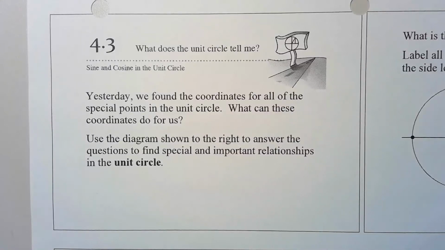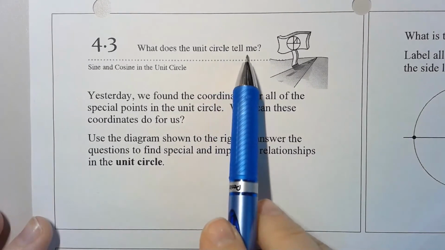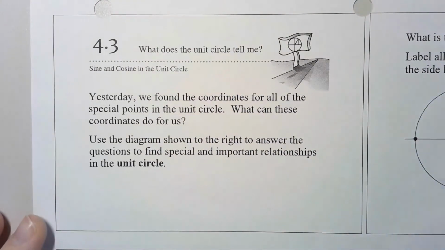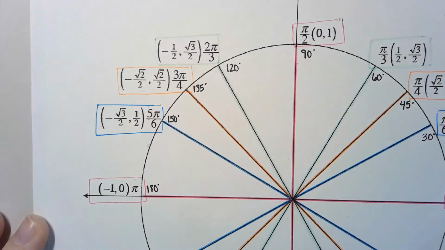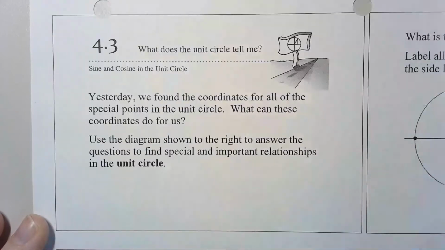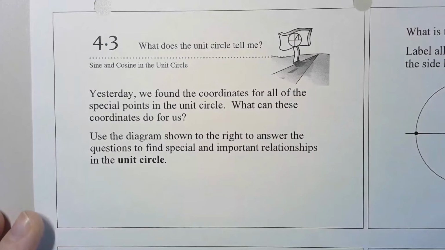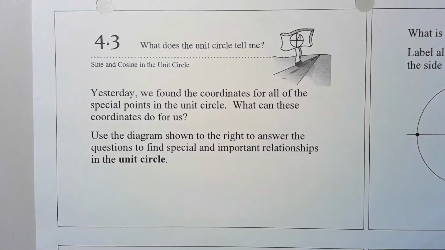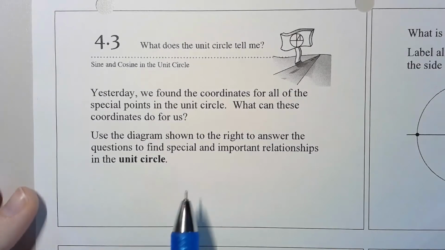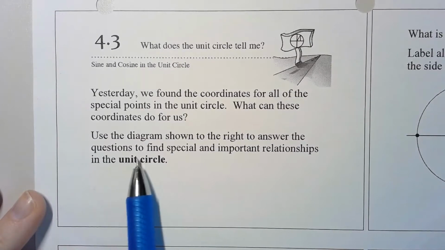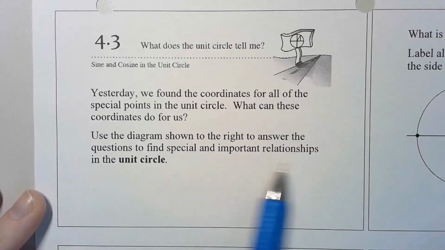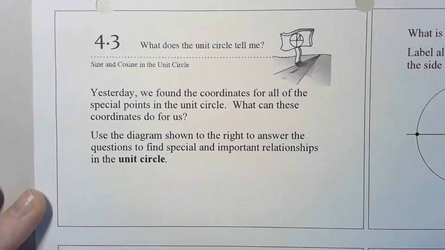All right, in this section, 4.3, we're really going to focus on what the unit circle does for us. Yesterday, we went around the unit circle, and your paper is either yellow or green, and we labeled the coordinates for all of the points. We're going to talk about what those coordinates can do for us. So we're going to use the diagram in the next slide to answer the questions so that we can find special and important relationships in the unit circle.